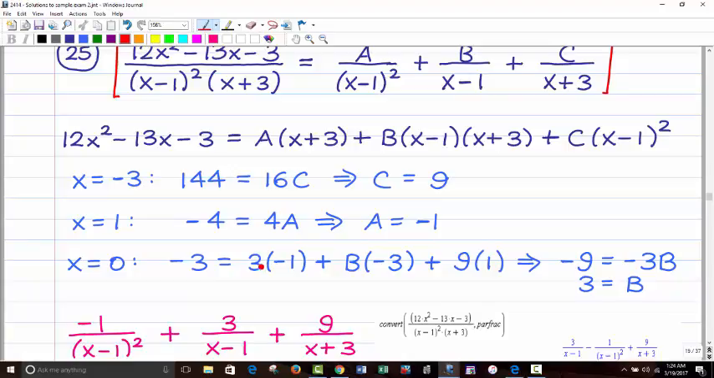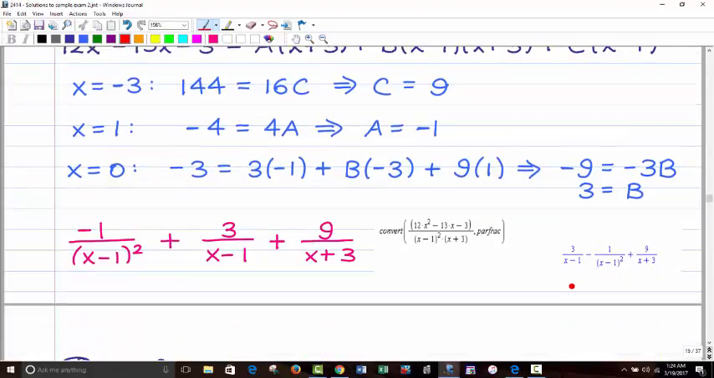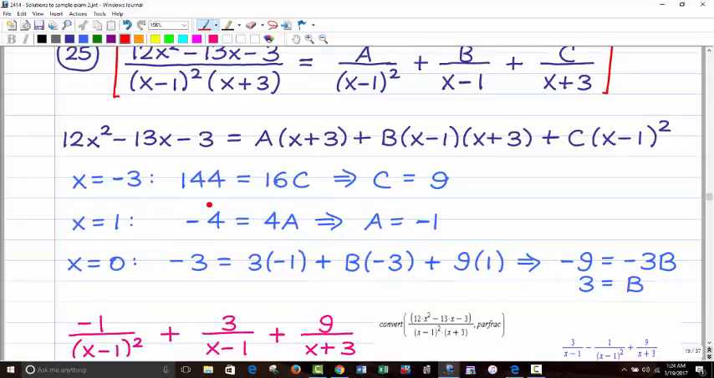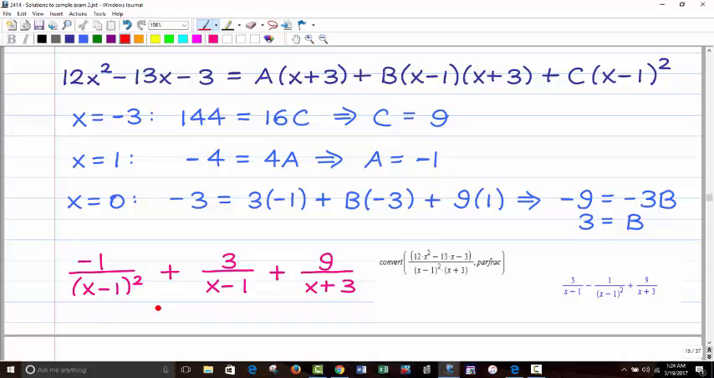And just kind of work out the arithmetic. -3 plus 9 is 6. Move the 6 over, you get -9 equals -3b. Therefore, b equals 3. So the order doesn't matter, as long as you have the right value over the right denominator. So a is -1, so it's -1 over x minus 1 squared, plus 3 over x minus 1, plus 9 over x plus 3. So this was only asking for the decomposition. It was not looking for the integration, which actually this one would have had, first one would have been a power rule. The next two would have been natural log.